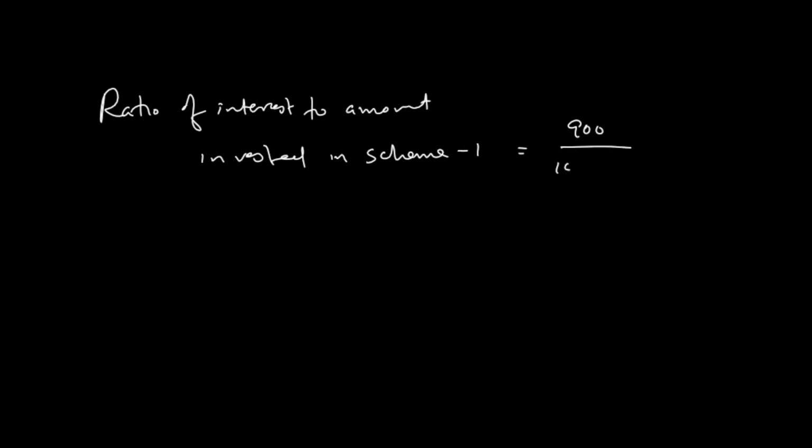of interest to amount invested in scheme 1 is equal to, for the ratio, 900 rupees is obtained as interest for 10,000 rupees. Therefore, this one is the ratio of interest to amount invested in the scheme.